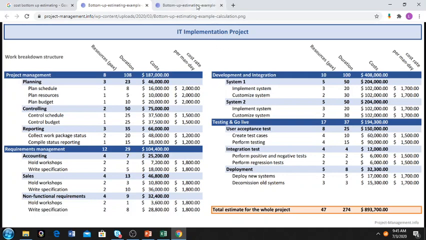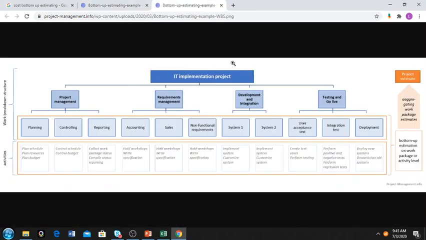Let's take an example here. We have our project here, and we have different phases and different work breakdowns. So we have project management, which has these sub-items: planning, controlling, reporting. We have requirement management, with this breakdown. We have development and integration with this breakdown. We have testing and go live with this breakdown.